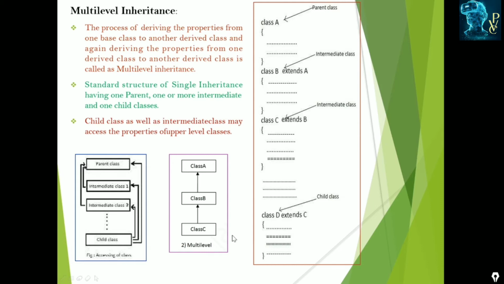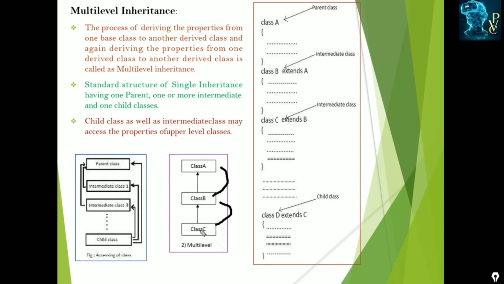For example, here we are creating the class C, which is the new class derived from class B, and class B is already derived from A. So class C can access the properties or members from B as well as A. Class A can share its properties to class B as well as class C. Class B can access the members from class A, and class B shares its members to class C.